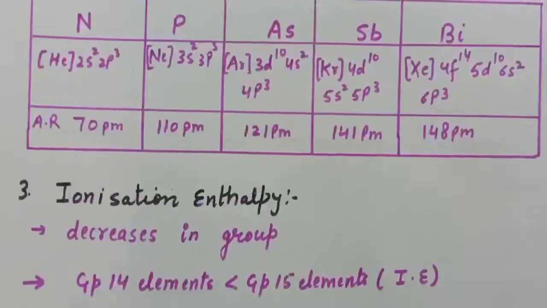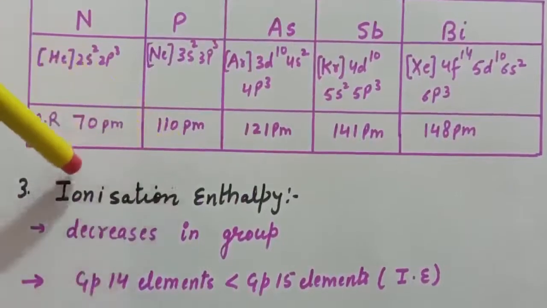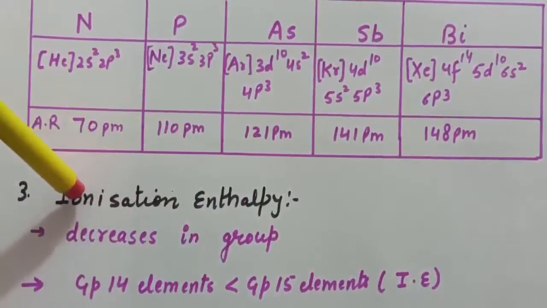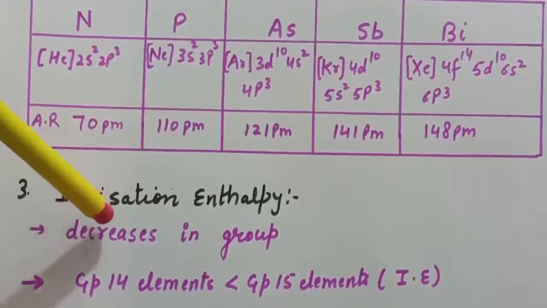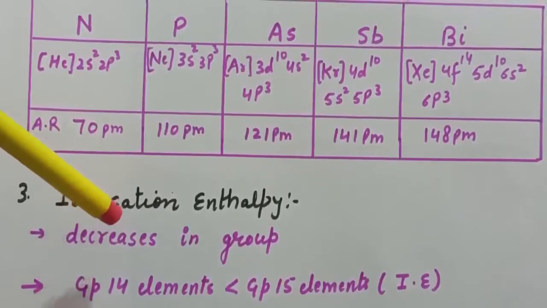Now the third property is ionization enthalpy. So when we move in group 15, the ionization enthalpy decreases from nitrogen to phosphorus and then from phosphorus to arsenic, antimony and bismuth.